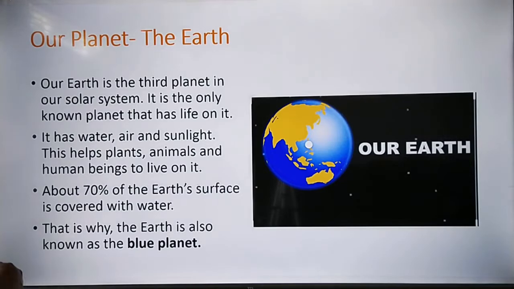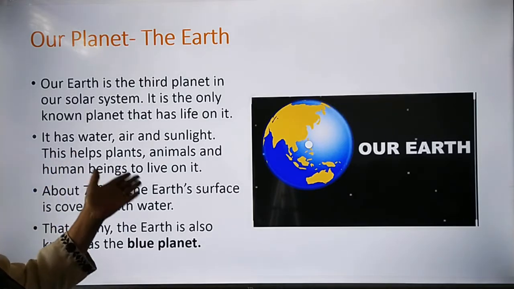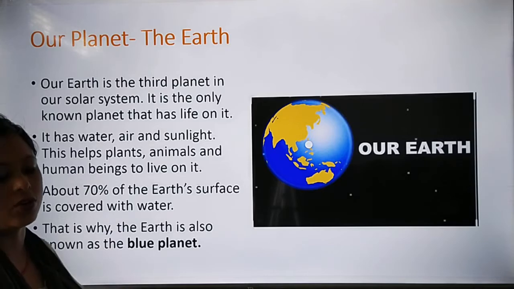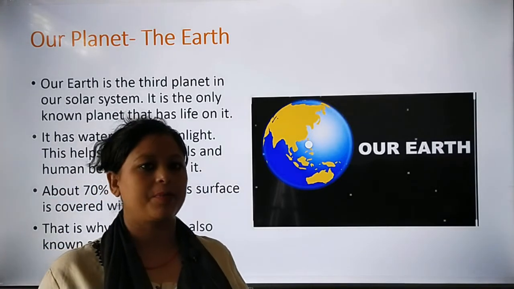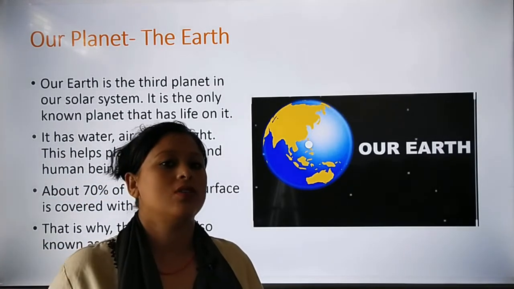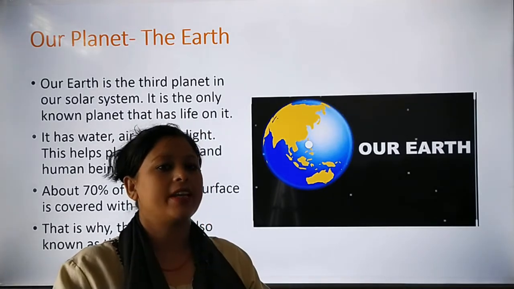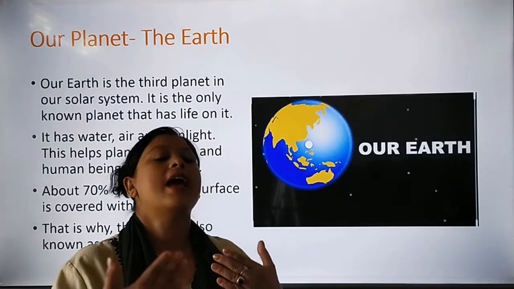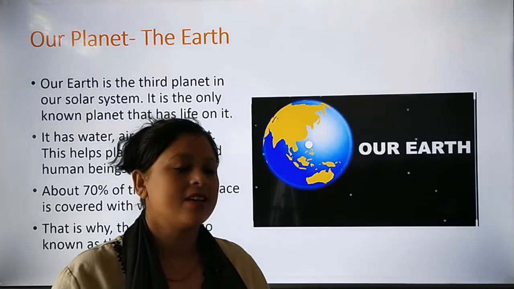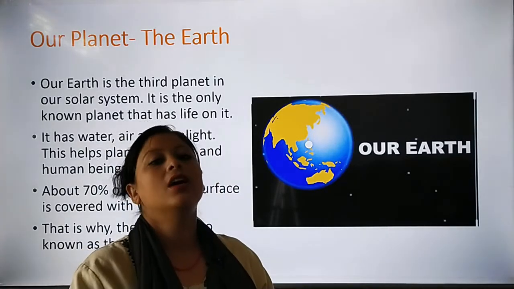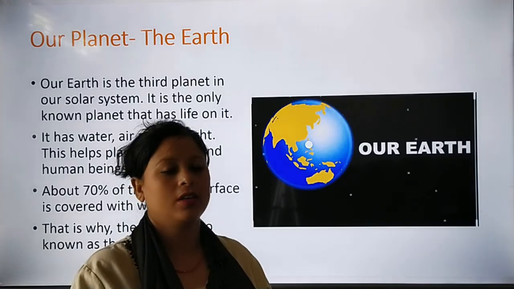So it is the only planet that has life on it. It has water, air and sunlight. This helps plants, animals and human beings to live on it. So our earth is a unique planet, isn't it? Because only our earth has life on it. Human beings, plants and animals can survive on this planet, our earth.